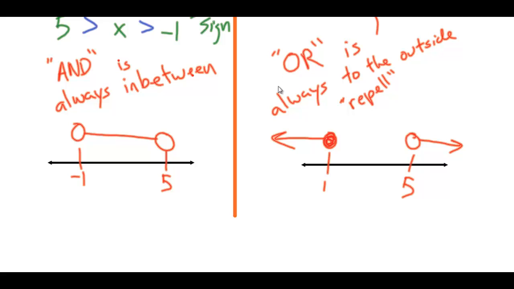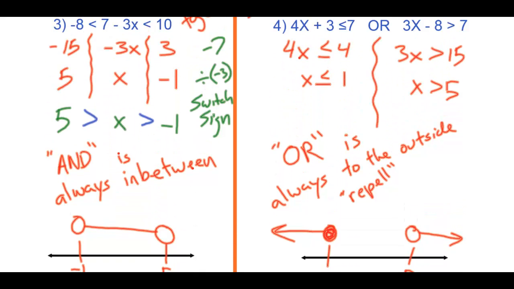So again, I'm using that analogy to show why the graph looks this way. But here, obviously, in this problem, an or is always the outside of the repel. So in between is and, outside is or. So when you graph them, you want to make sure it matches your statement. Now here, notice it doesn't say and because we understood it, because the expression is in between the inequalities.